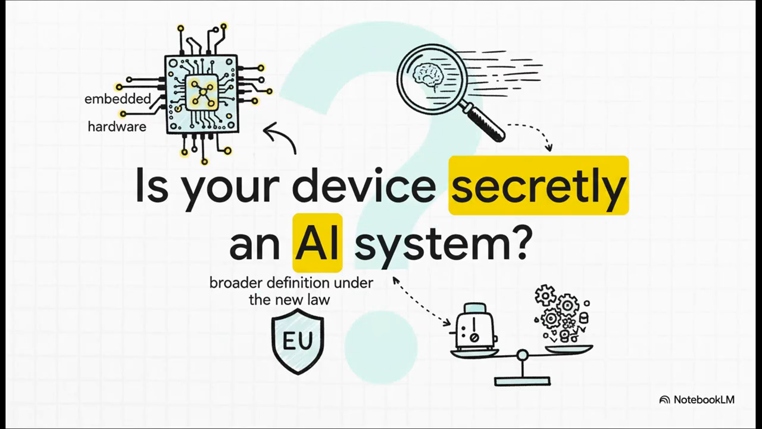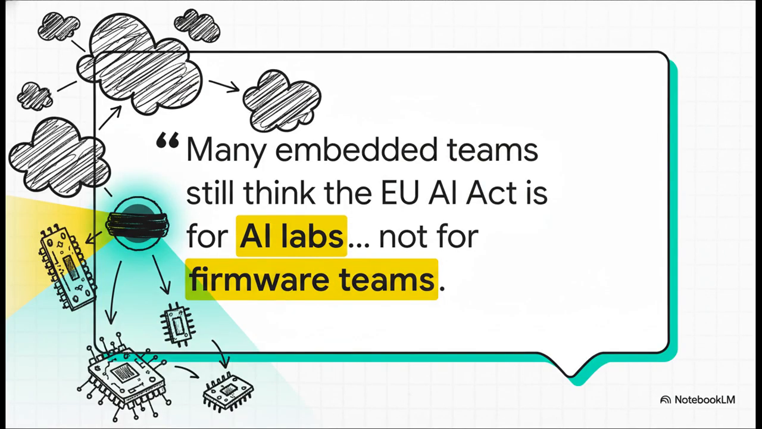So let's just start with the big question right out of the gate. Is the device you're working on, right now, secretly an AI system? You're probably thinking, of course not. But stick with me here, because the official definition under this new law is way, way broader than most engineers and product managers realize. And honestly, this is the heart of the problem.